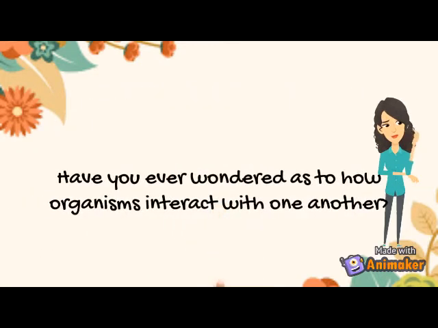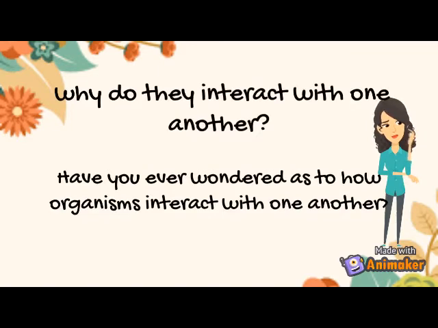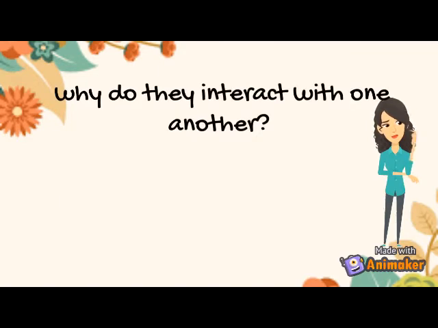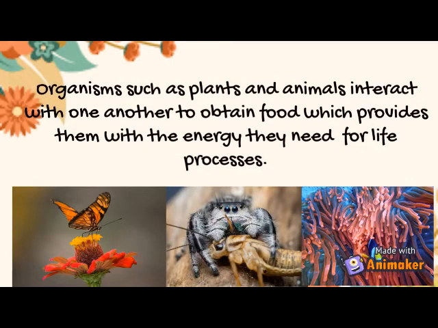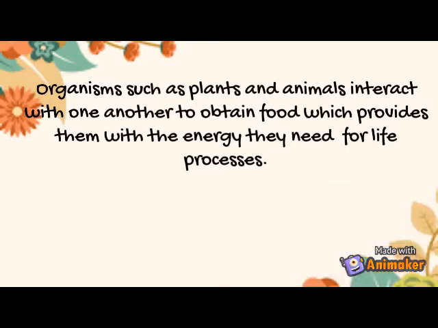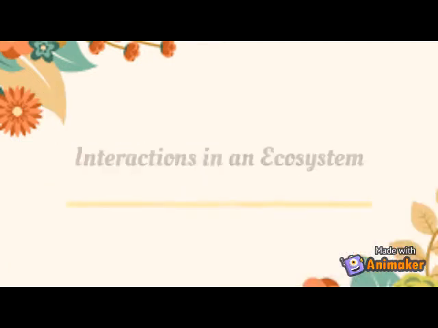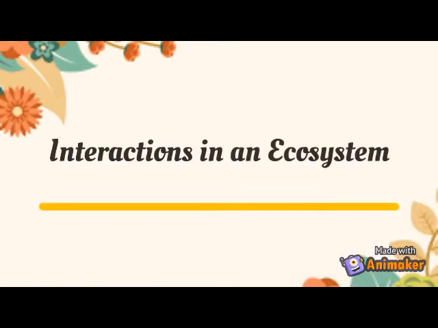Have you ever wondered as to how organisms interact with one another? Why do they interact with one another? Organisms such as plants and animals interact with one another to obtain food, which provides them with the energy they need for life processes. The following are the different ecological relationships found in an ecosystem.